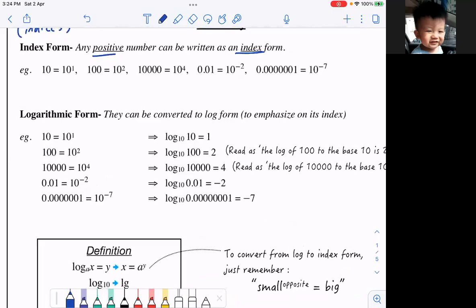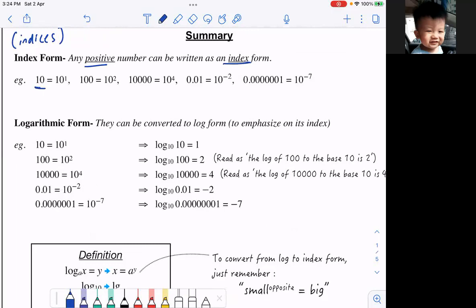Any positive number can be written in an index form. So can I write 10 in index form? I can, because 10 is just 10 raised to the first power. This looks like common sense to us. How come we invented the index form? Basically, the essence is I don't want to write so many zeros. A bit lazy. So if I got 100, we already know we can easily write it as 10 squared. Not that we want to do an extra mental sum.